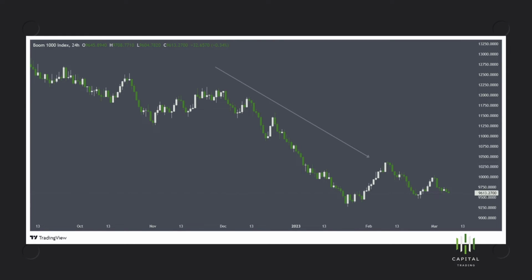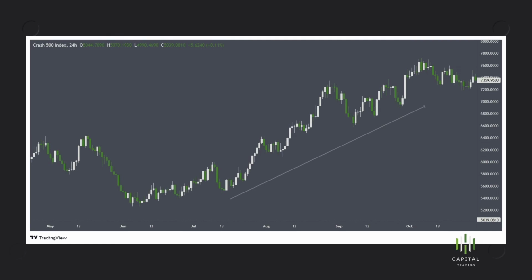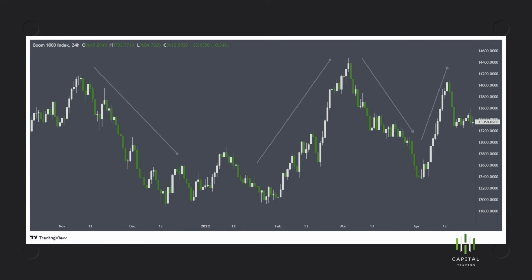Now let's jump to a different chart. We have Crash 500, this was July 2022. So Crash 500 has been trending on the upside. So it's always best to look for buys if you were in this marketplace, right? If you identify the trend, then it will be best to trade with the trend. Now let's look at Boom 1000.